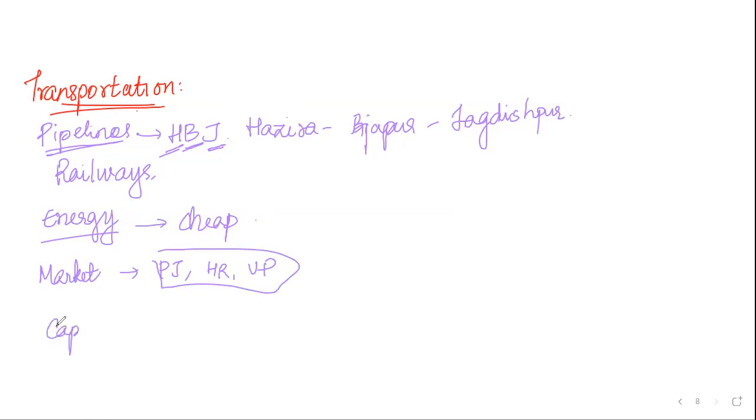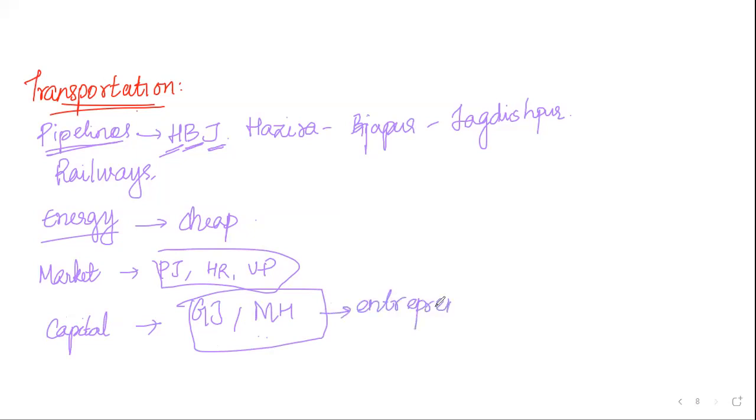Capital. For the initial investment and for the raw materials, for everything, you need sufficient quantities of capital. And because of the entrepreneurial nature of people in and around the Gujarat, Maharashtra region, it is usually this region which has flourished because of this fertilizer industry. Entrepreneurial nature of the people.